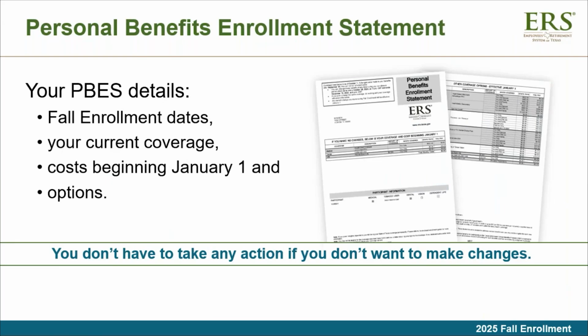So it'll tell you if you're elected in medical insurance, if you have dental, if you have vision, if you have life insurance. It'll go over all of the benefits that you're currently enrolled in. And then it'll also tell you what the cost of those benefits will be come January the 1st. So if you look at that front page and you're like, oh, everything looks okay, then you don't have to take any action. Your benefits will just continue to roll over into the new plan year.